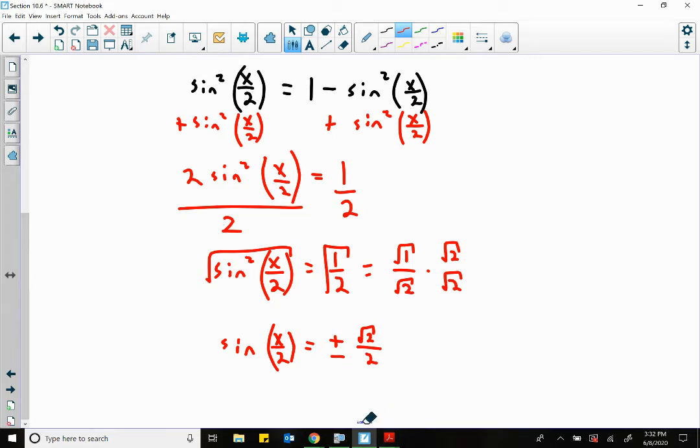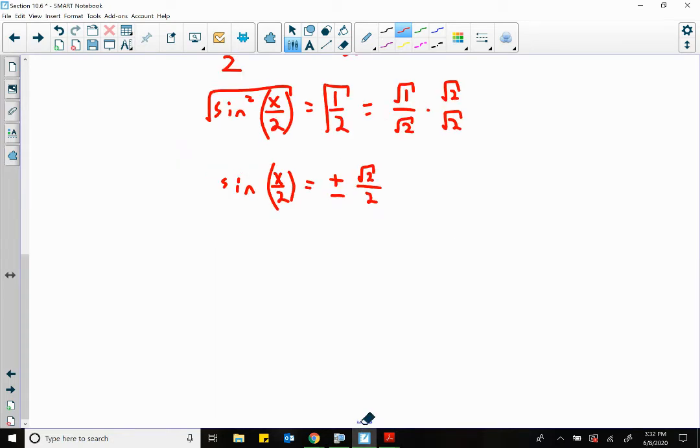Now, we're almost done. How do I get rid of sine? We're going to take the inverse of both sides.